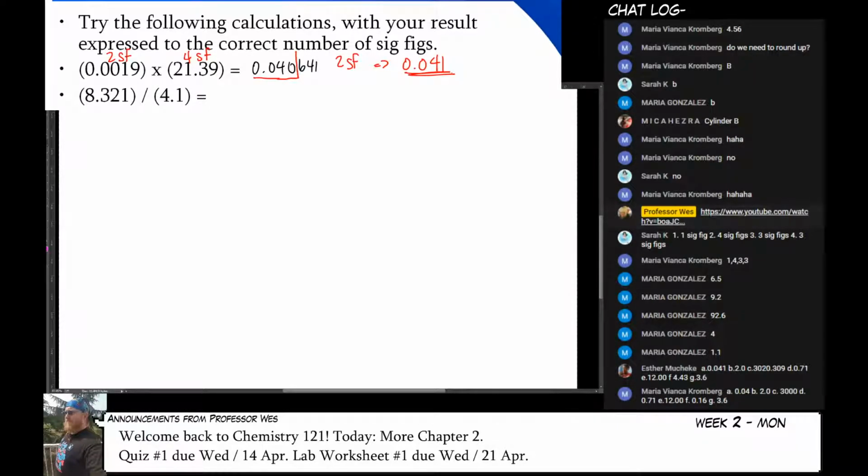For the second one, I do the same thing. I'm doing division. I'm going to just punch it in the calculator. The number that I get is 2.029512195. I'm not going to keep all those digits. I'm going to only keep, well, this is 4 sig figs and this is 2 sig figs. So I will keep those 2. So I'd report 2.0 as my answer.